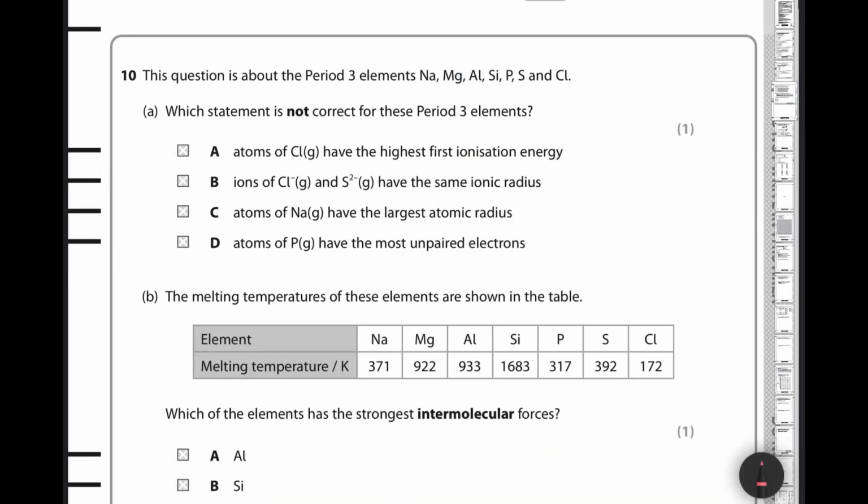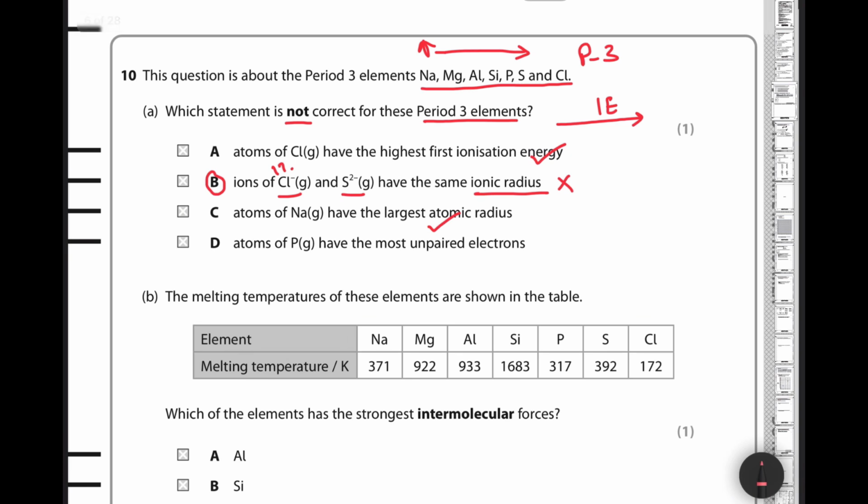Question number 10 says, which statement is not correct for the period 3 elements? So all these elements are arranged in order and they all are in period 3. Let's see the options. Atoms of chlorine have the highest first ionization energy. Well, as we are going from left to right, the ionization energy increases. So this is correct. Let's have a look at option C. The atoms of sodium have the largest radius. That is also right, because as you're moving from left to right, the atomic radius decreases. So sodium has the biggest radius.